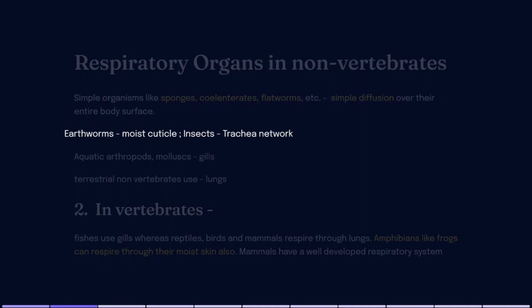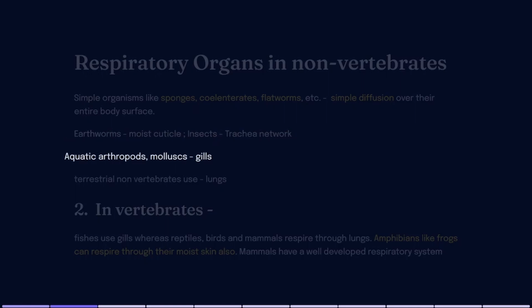Earthworm has a moist cuticle. It can simply diffuse oxygen and carbon dioxide through its skin. Insects have a tracheal network. You will learn about this tracheal network in the structural organization in animals, cockroach part.